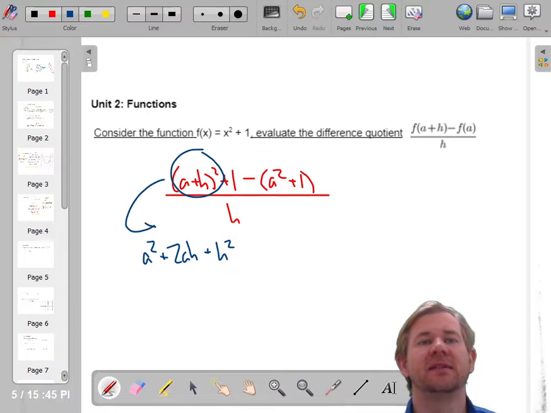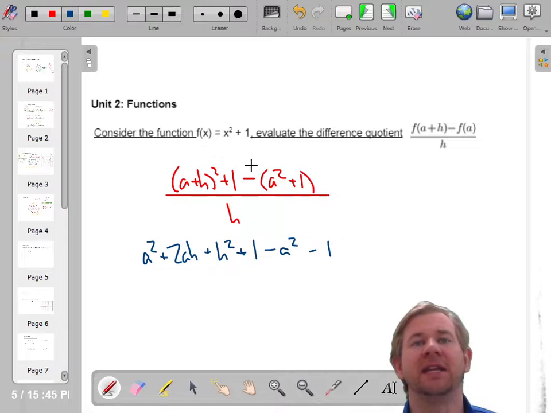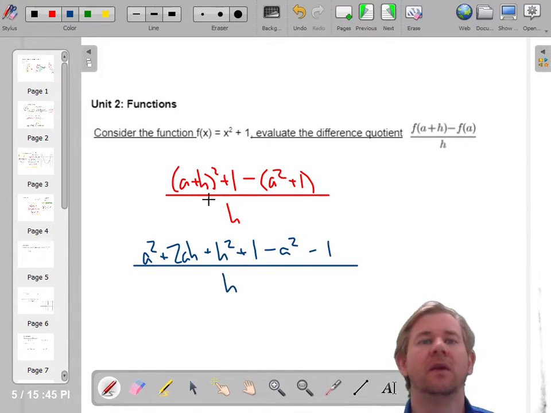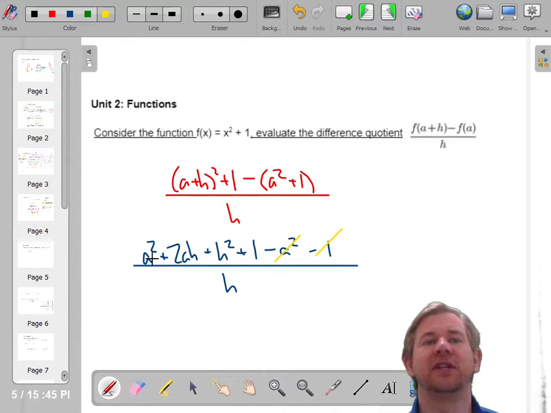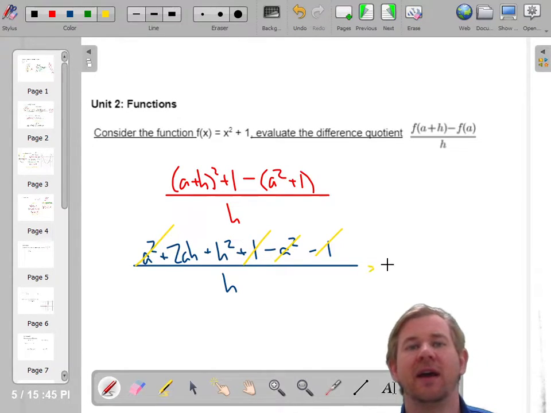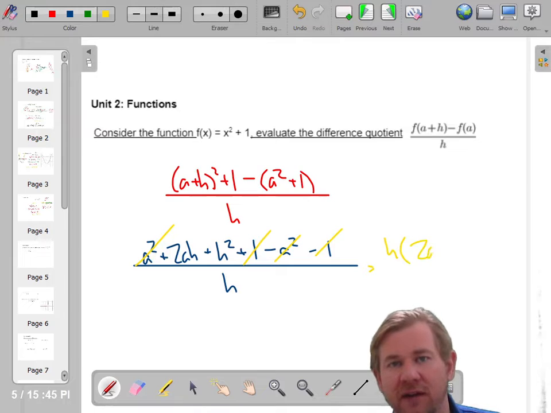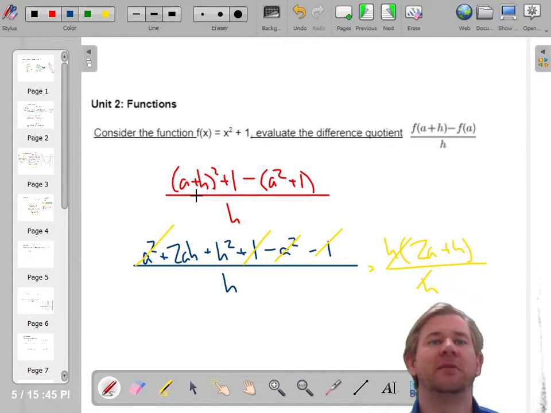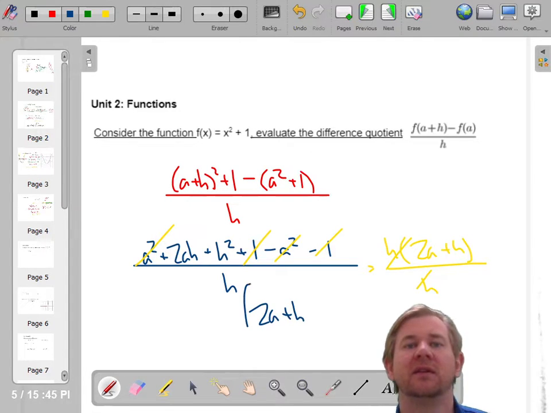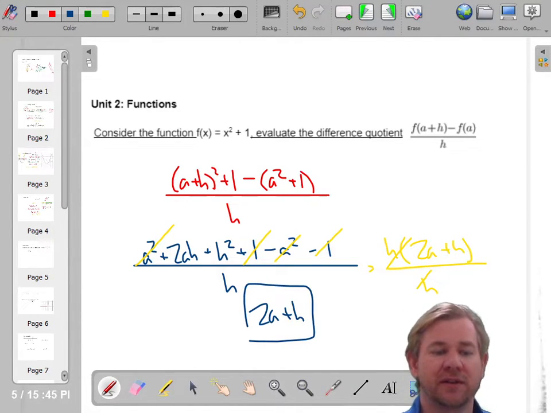where this expands, when you actually write it out, you have middle terms. ah plus ah makes 2ah. And then I have plus 1 minus a squared, and then minus 1 because you have to distribute the negative. Every time you do this, f of a should cancel, and it does. So now I have an h, which I'll factor out, 2a plus h in the top. Those cancel out, and you end up with 2a plus h as your final answer.